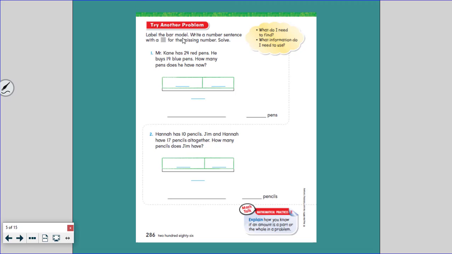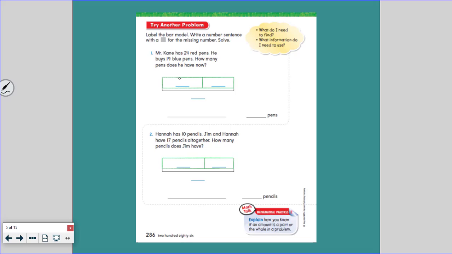It says label the bar model, write the number sentence with a gray box for the missing number, and solve. So here's your first problem. Mr. Kane had 24 red pens. He buys 19 blue pens. How many pens does he have now? Let's work through this. So we've got our diagram. We have to figure out how many he has now. How many in all? Because we don't know the whole. We don't know this number. This is the number we have to solve.